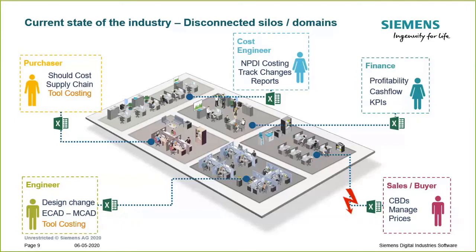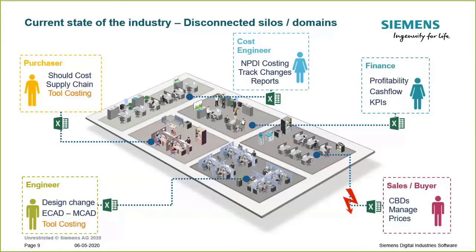Others are the purchasing department, where they are responsible for the should cost, the supply chain, and the tool costing as well, depending on the company. They do one-time calculations for different commodities. We also have the cost engineering, where they do the new product development introduction. So I want to develop this product. How much will it cost based on this design?